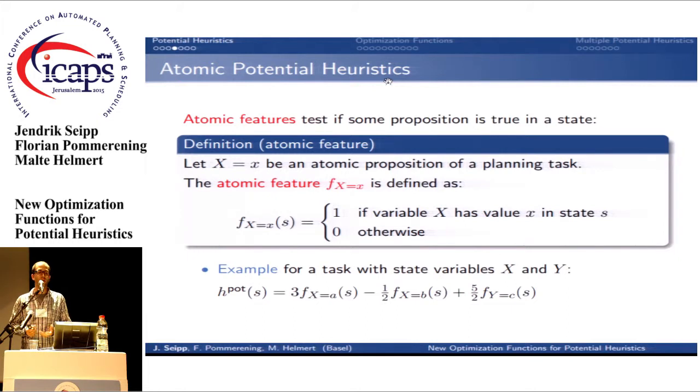So if we have the fact x equals x in a planning task, then the atomic feature f, x equals x, is defined as 1 if x has that value in the state, and as 0 otherwise. An example for a task with state variables x and y would then be, for example, if we assign the fact x equals 2 the potential 3, we would get 3 times either 0 or 1, depending on whether this fact is true in the state S, minus another potential, and so on.